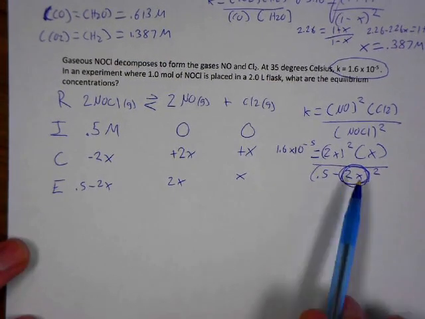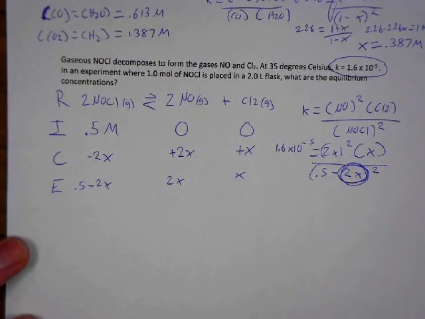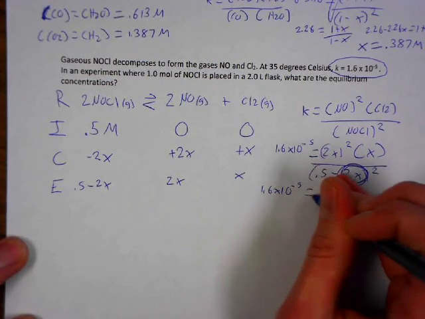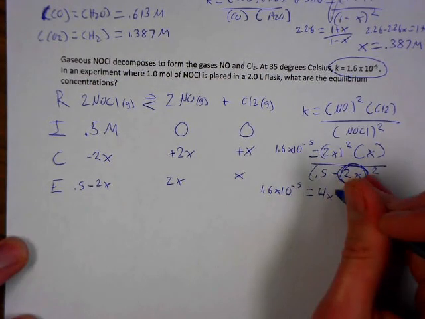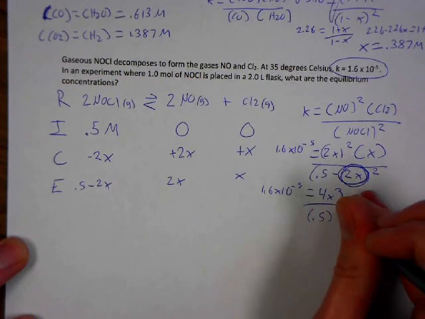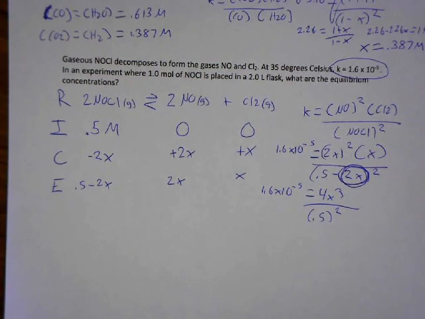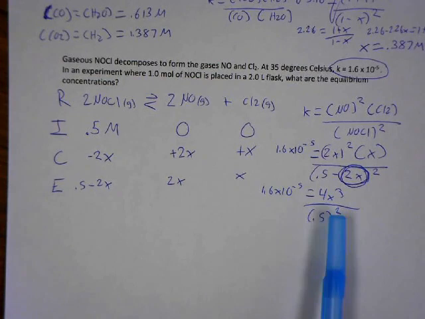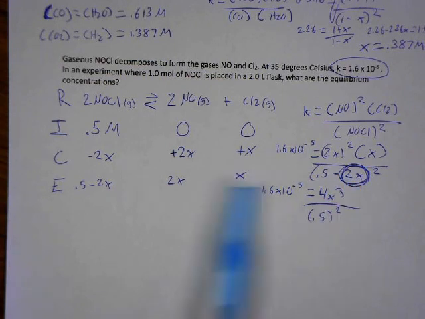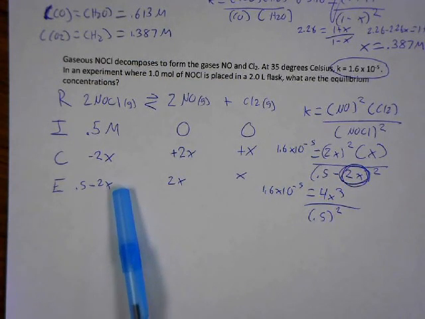If it is a small k, this becomes 0. I want you to graph it with this as 0 and see what your two answers are. Let's finish it. So that means that 1.6 times 10 to the negative 5th is equal to 4x cubed over 0.5 squared. So it's only the bottom 2x that gets cut off.